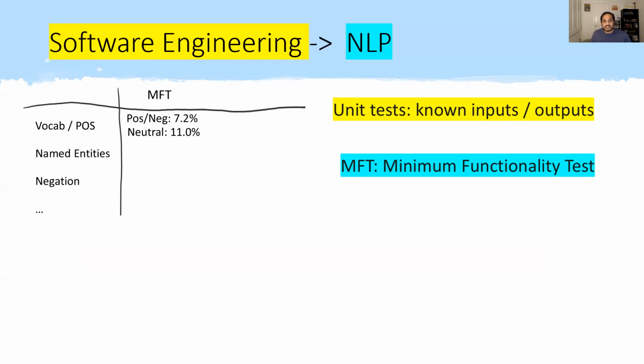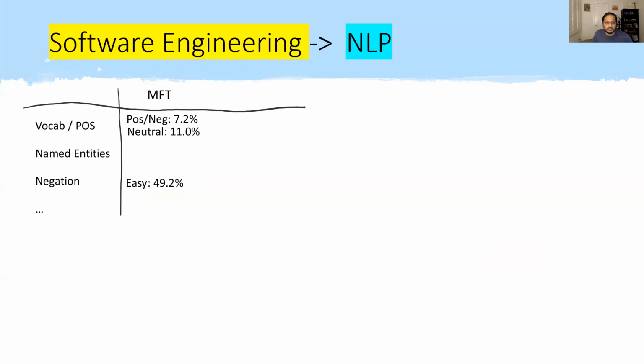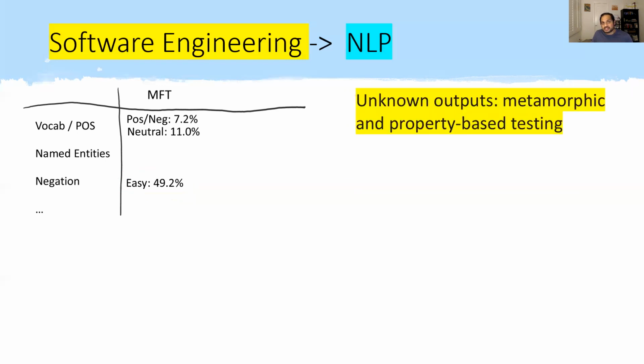Okay, so that was our first type of test. Let's also look at negation before we go on. For negation, we can again write very simple statements. The cabin crew was not good. The pilot wasn't nice. The flight wasn't great. We expect all of them to be negative because we have taken a positive sentiment and negated it. And on this one, the failure rate was quite high. It was almost 50%, which means we now know that these systems are not very good at negation.